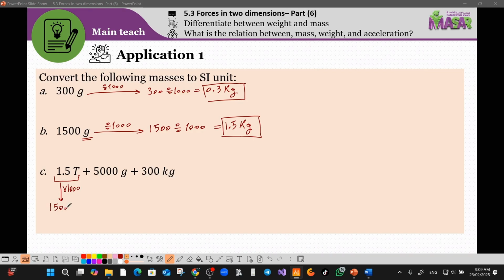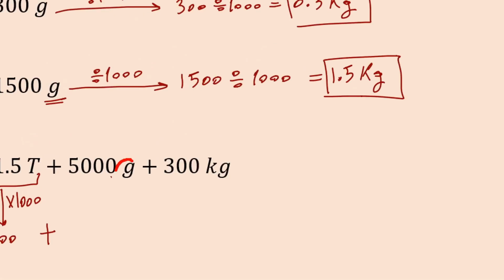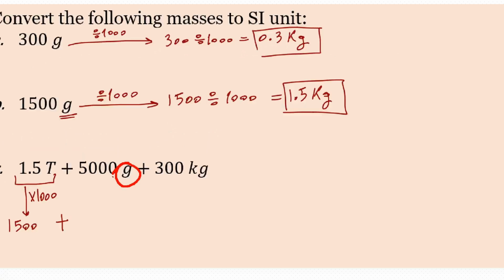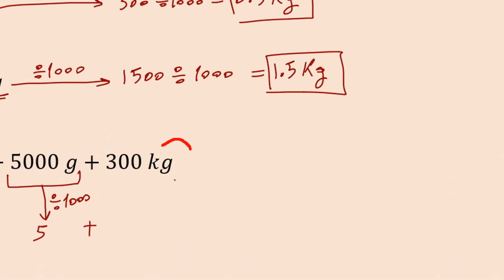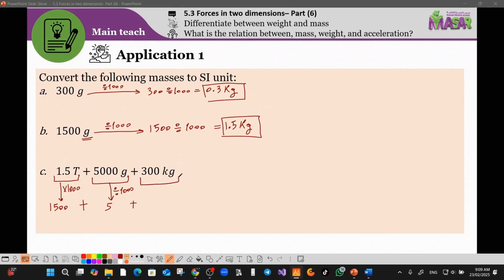So the answer is, after converting, 1,500 plus. Now this unit is not the SI unit. The SI unit is kilogram, so we should convert it by dividing by 1,000 in order to complete the conversion, and the answer is 5 kilogram. Finally, no need to do any operation here because it's already presented in kilogram, so we use it again. And we found the summation of the three masses, and the answer would be 1805 kilogram.